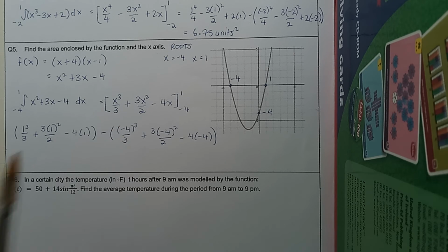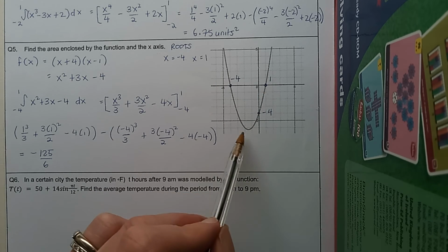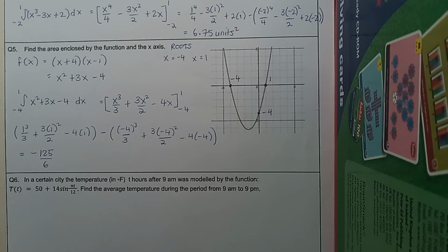I get a negative answer in this case. I'm not surprised by that because of the fact that it's underneath the x-axis, but of course area is positive. So I'll give my answer as 125 over 6 units squared. Now, it's perfectly fine to leave this answer as an improper fraction. In fact, it's probably better. You'll see it actually given that way a lot in both the back of the book and in exam paper solutions. Okay, so finally on to question 6 then.